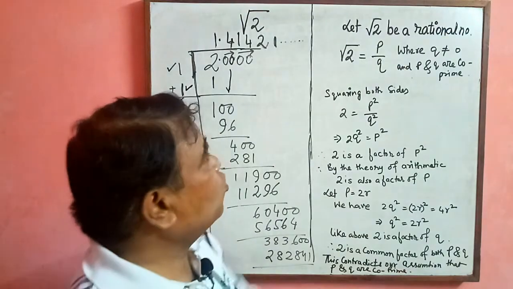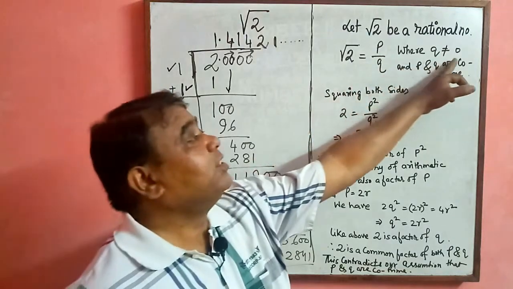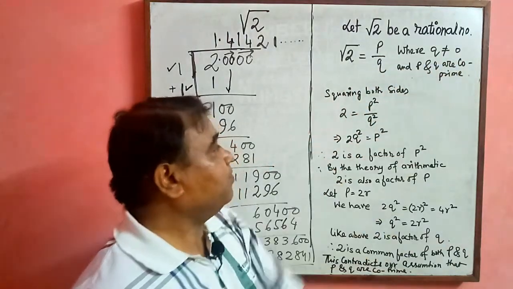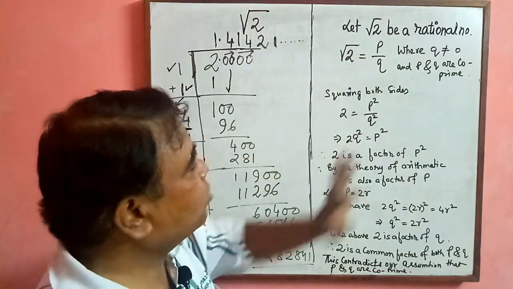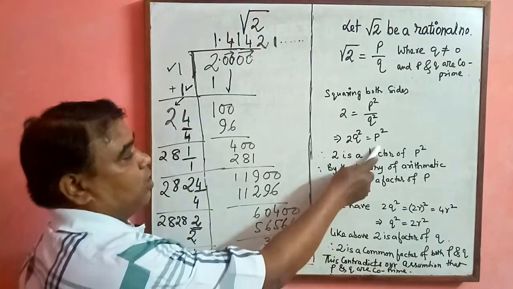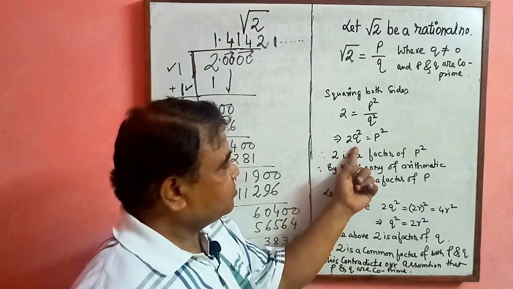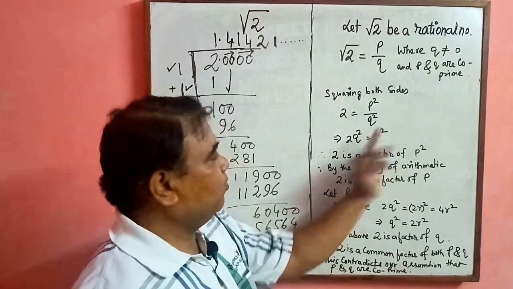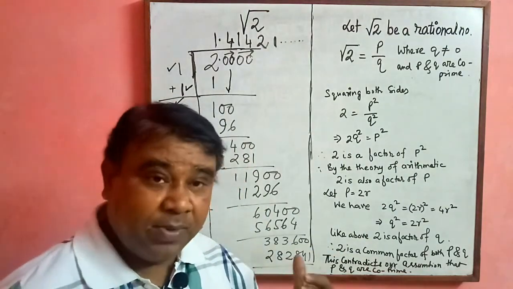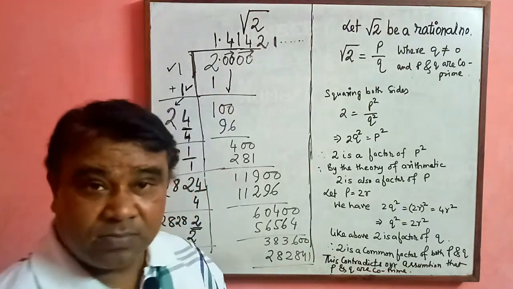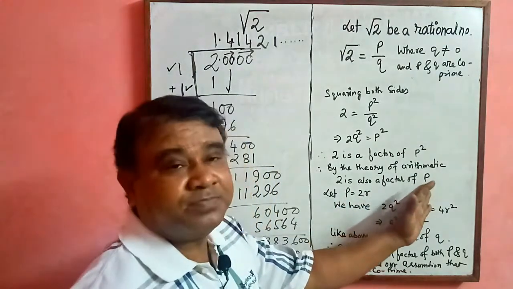Let root 2 be a rational number in the form P upon Q, where Q is not equal to 0 and P and Q are co-prime. Squaring both sides, 2 = P square upon Q square, cross multiply, P square is equal to 2Q square. So this expression is giving us the notion that 2 is a factor of P square. If 2 is a factor of P square, then definitely 2 will be a factor of P, by the theory of arithmetic.